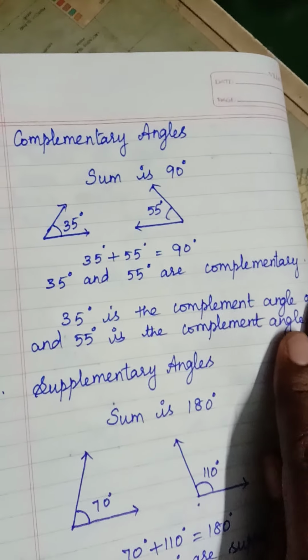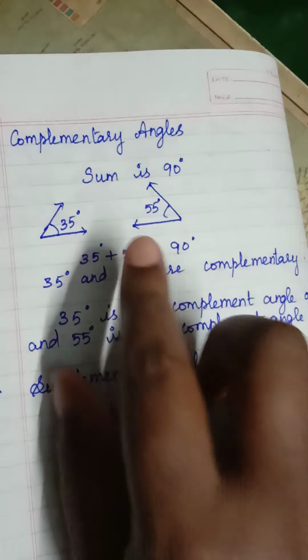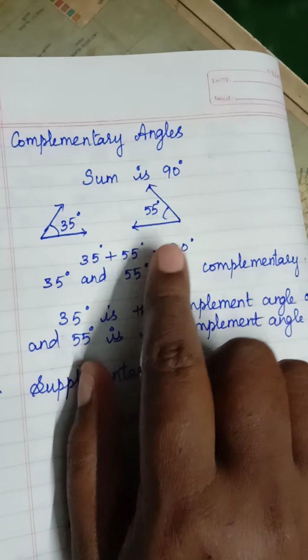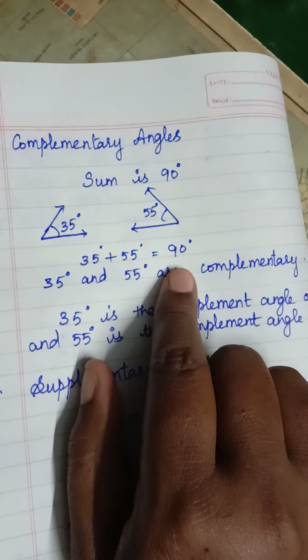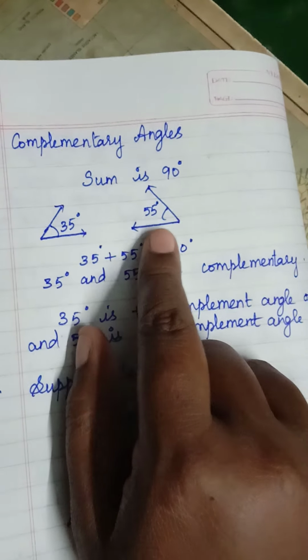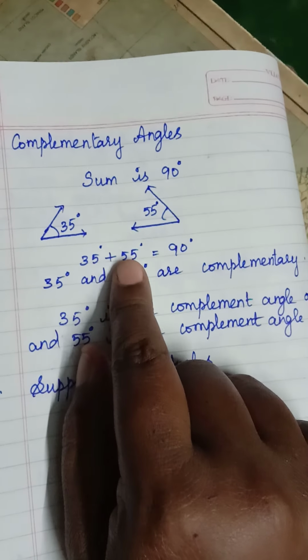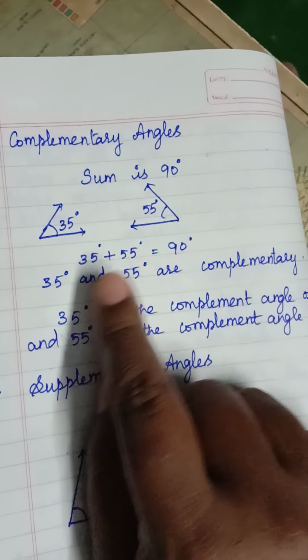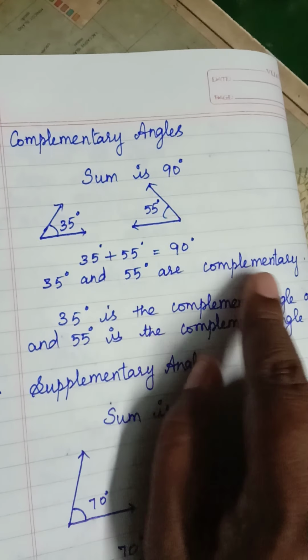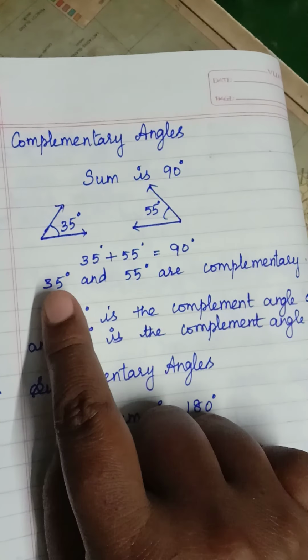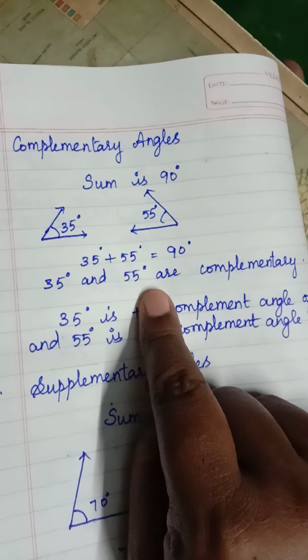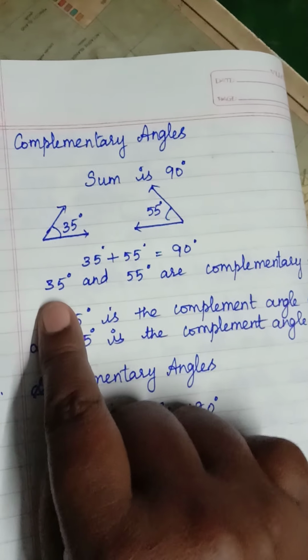Next, what are complementary angles? When we take two angles, if the sum of these two angles equals 90 degrees, then they are known as complementary angles. See, this angle is 35 degrees, this angle is 55 degrees. When you add both of these, you will get 90 degrees. So 35 and 55 degrees are known as complementary angles. We can say like this: 35 degrees is a complementary angle of 55 degrees, and 55 degrees is a complementary angle of 35 degrees.